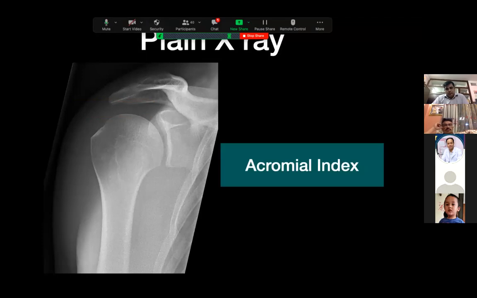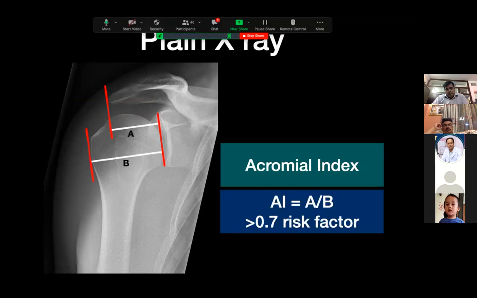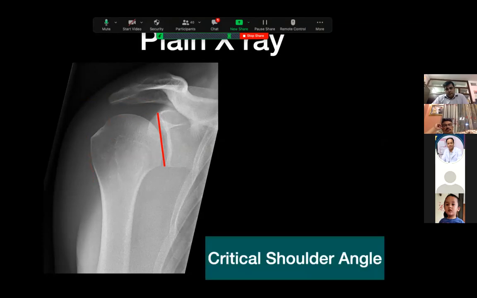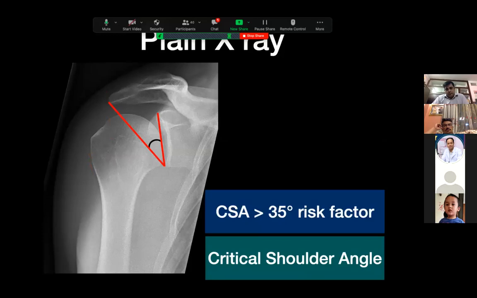The acromial index is another thing which we do in plain X-ray. We take the superior and inferior margin, the straight line, then another line over the lateral cortex of the humerus and the lateral margin of the acromion. We get this ratio. If it is 0.7, this is a risk factor. Another is the critical shoulder angle. This is how we measure, and an angle more than 35 degrees is a risk factor. All of this, the critical shoulder angle increasing, is because of lateral overhang of the acromion. More lateral overhang of the acromion means more impingement of the rotator cuff and more chance of rotator cuff tear.